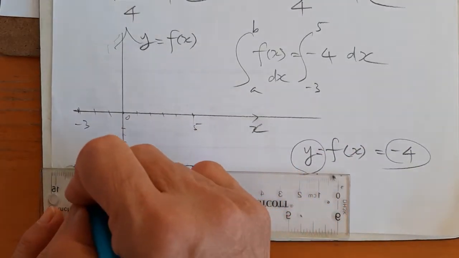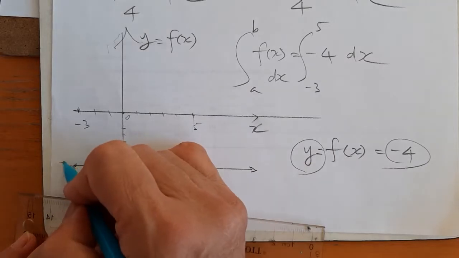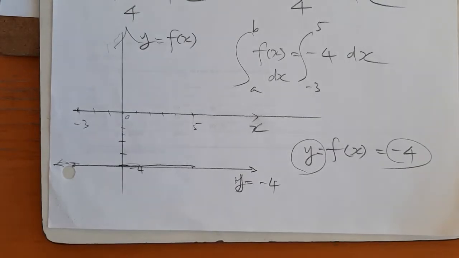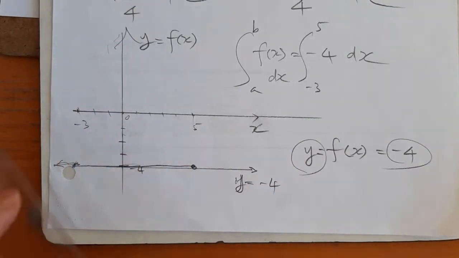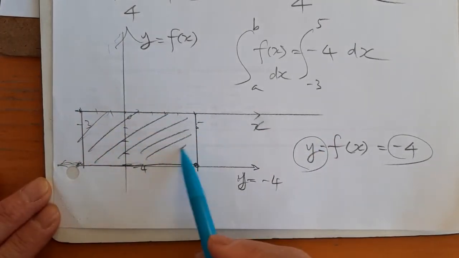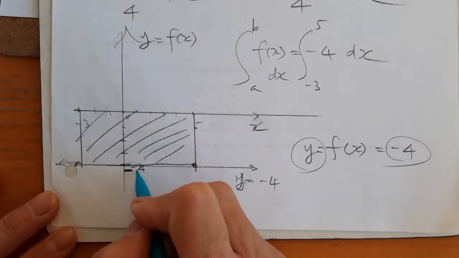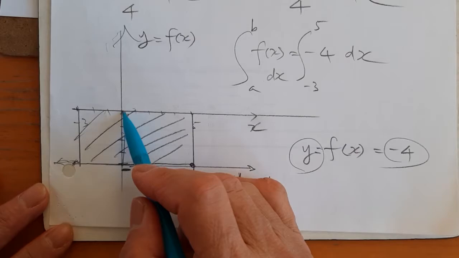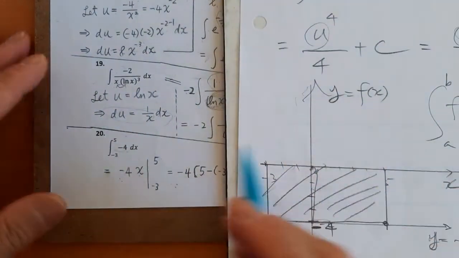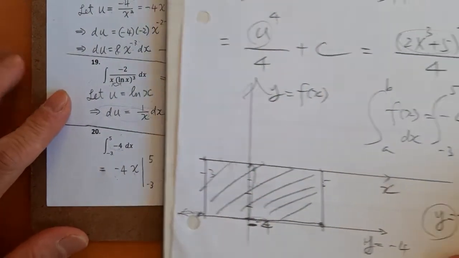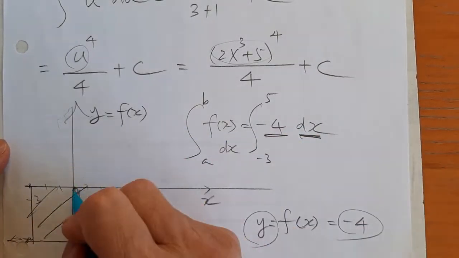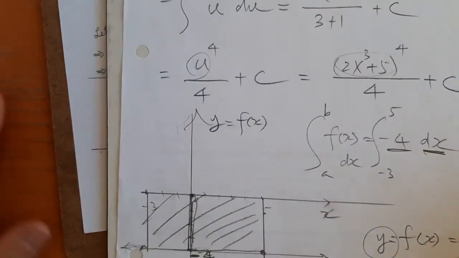It's going to be a horizontal line. This line is the y equals -4 line. Y equals a constant is a horizontal line. Slope is 0. And from -3 to 5 is this area. Since this height is -4, height times -4 times dx. I put it over here. -4 is the height, negative, times dx times the base is the area.